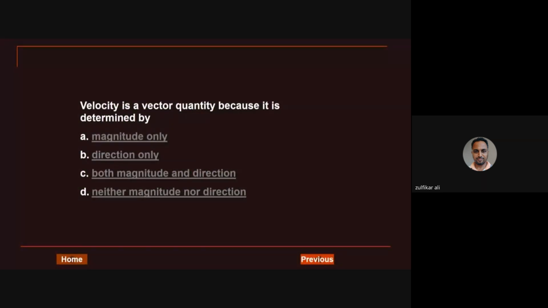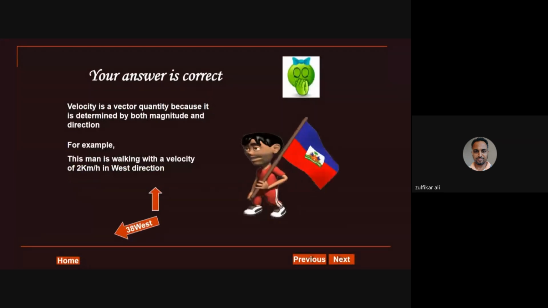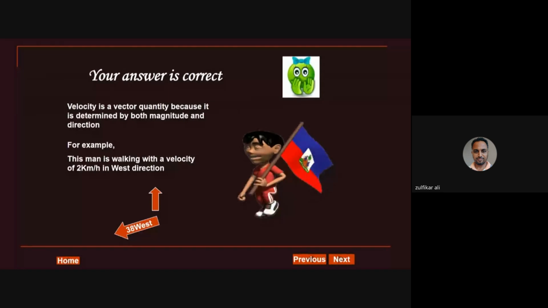Velocity is a vector quantity because it is determined by... again, there are four options. So let us see, both magnitude and direction. C option is correct. Now click here and you will find the feedback. This man is walking with a velocity of 2 km per hour in west direction. It means it contains both the magnitude as well as the direction.